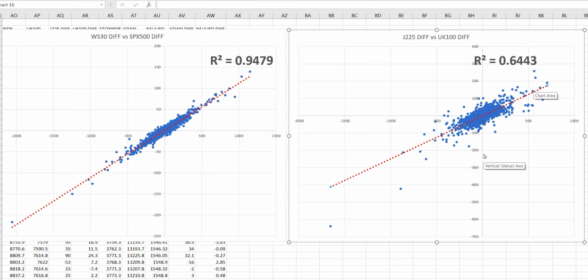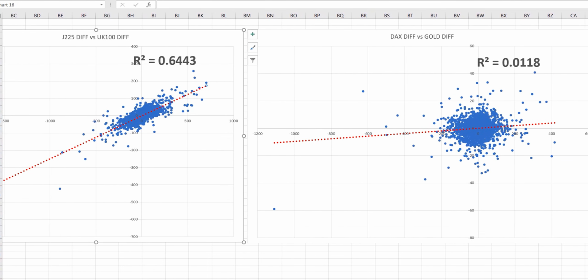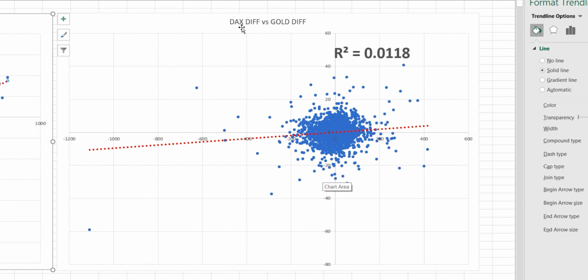Whether this is uncorrelated enough to form part of a portfolio is a matter of opinion, but I would say it would certainly be worthwhile looking for some stock indices that are even less correlated than this if you were going to consider that. And so now moving on to another chart, here we see the German DAX stock index against gold. And again, we're back to a condition of very low correlation here.